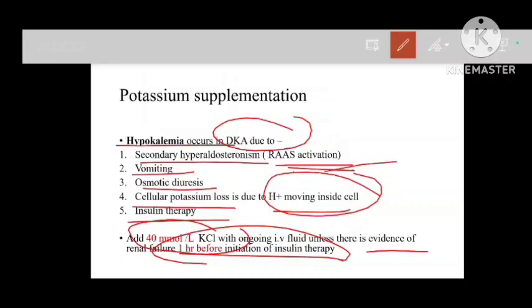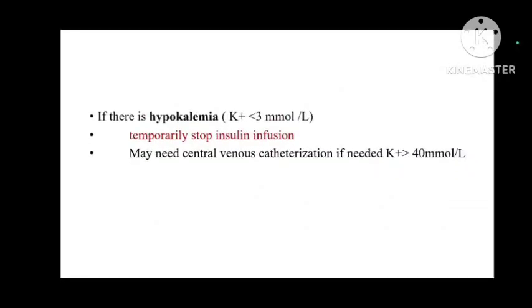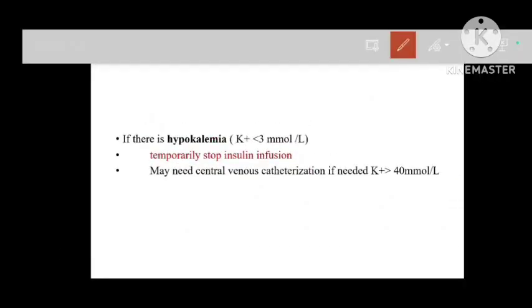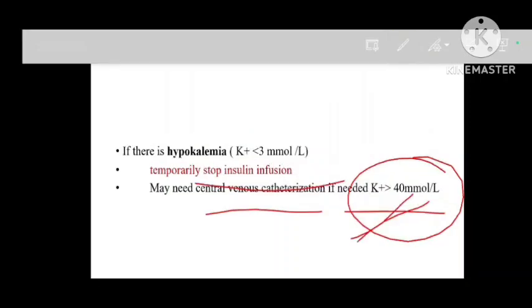Now, if there is hypokalemia, temporarily stop the insulin infusion, as insulin can cause dangerous hypokalemia. Central venous catheterization may be needed if potassium is more than 40 millimole per liter, that is, if we are infusing potassium at more than 40 millimole per liter.